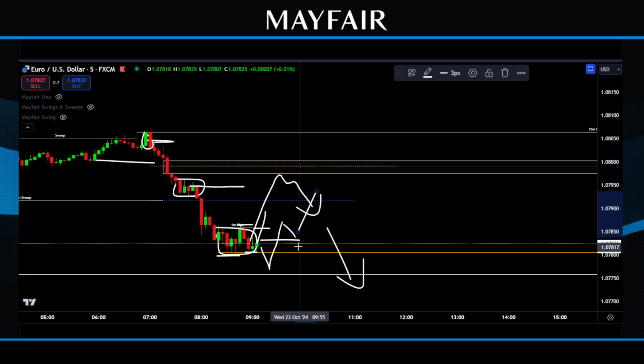These little ones, they're great to play and they're easy money. But in the grand scheme of things, the more data that you collect, the more that you follow, the more that you track and stalk this particular move, the easier even the smaller time frames are going to be for you to play.